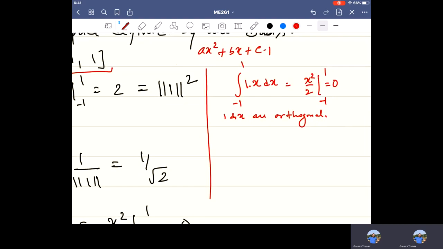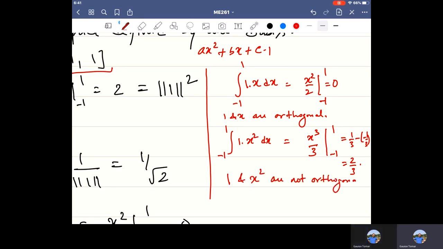Fine. Let's check if 1 and x square are orthogonal. From -1 to 1, 1 dot x square dx, you get x cubed by 3, and you take this value from -1 to 1. You end up getting 1 by 3 minus (-1 by 3), so you'll get 2 by 3. Correct? Now you don't get a 0, so that means 1 and x square are not orthogonal.